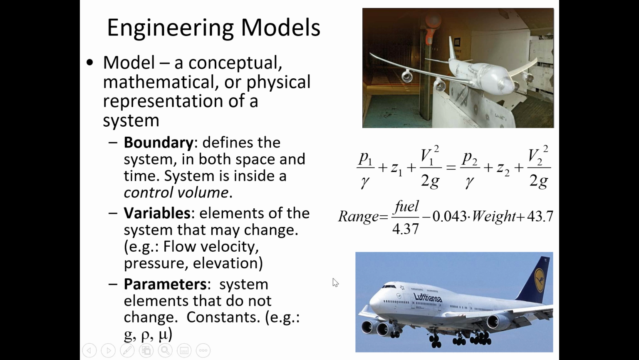And then the parameters are system elements that don't change. Constants like the gravitational acceleration or the density of a fluid or the viscosity of a fluid. Now, these constants can vary with the variables. So, for example, the density of air is different at 30,000 feet than it is at sea level. But the density of air at sea level for a given temperature is going to stay constant. And so this is just to distinguish between some of the terms that you'll see when describing engineering models.